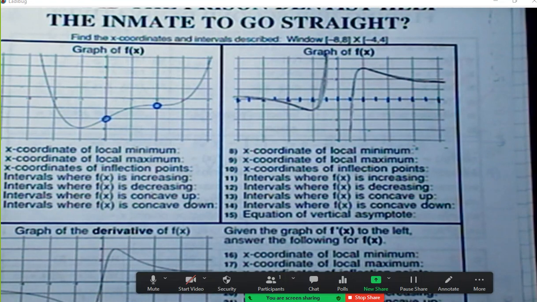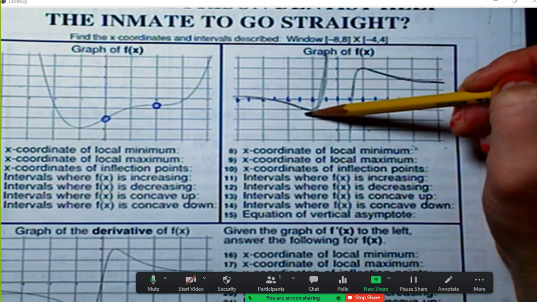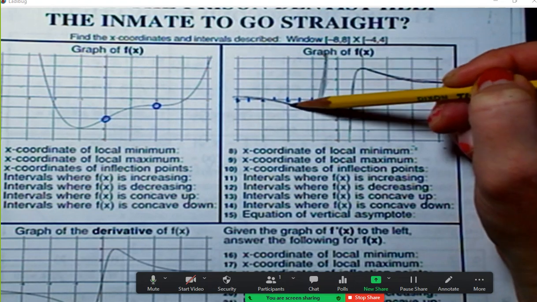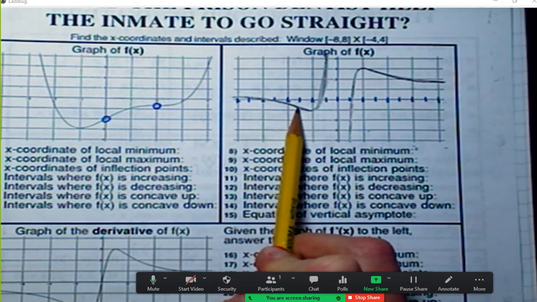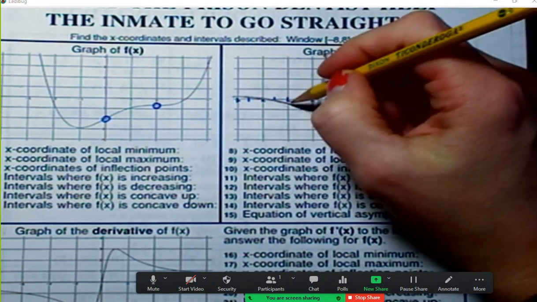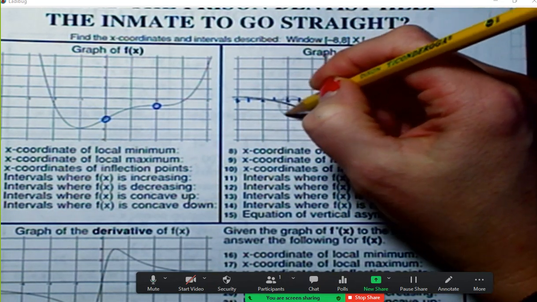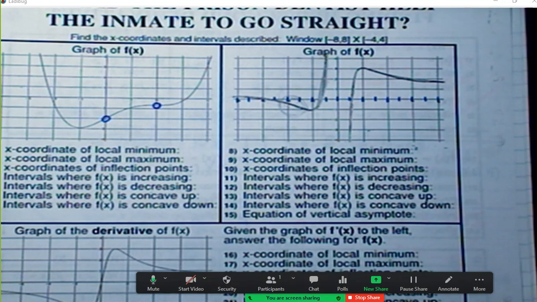Okay. Where is my concavity switching? Well, I definitely see concave up here. And it definitely looks like concave down here. So somewhere right in there is where the concavity is changing, okay?